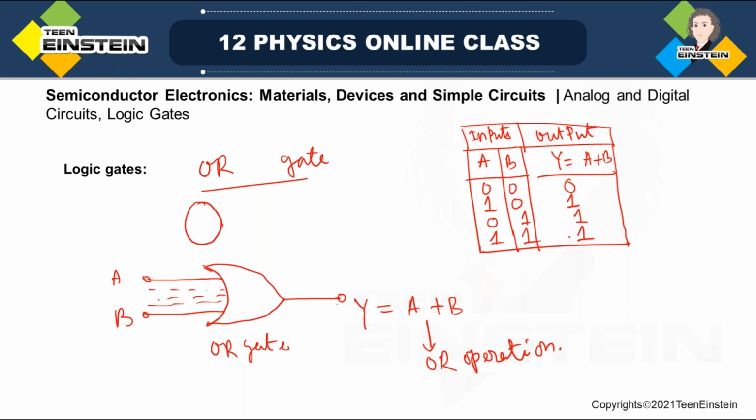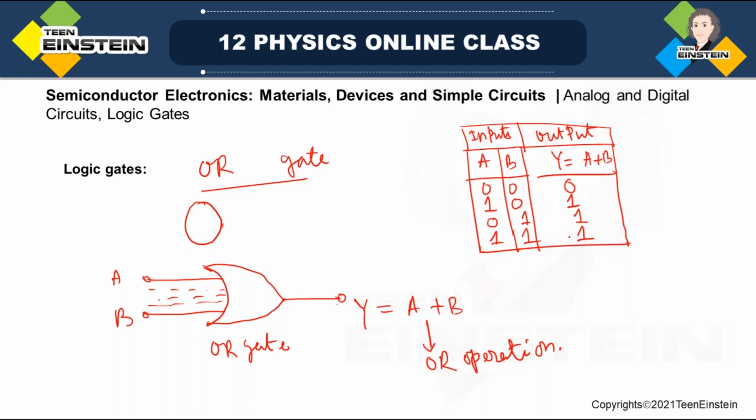Okay, so for the sake of remembering this thing, OR means you can think of additive according to our simple algebra, and AND means it is dot product. So this is how we can always think of.